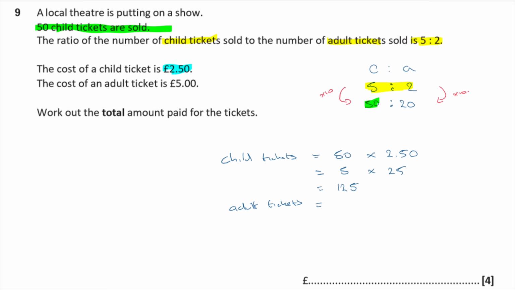For the adult tickets, that's 20 tickets sold. So that came from there. And then for the adult tickets, there were 20 of those and they cost £5. So 20 times 5. That's fairly easy to do. That's just 100, isn't it? Okay. So then the total is going to be the 125 from the child tickets plus the 100 from the adult tickets. That comes to 225, and that's my final answer, 225.